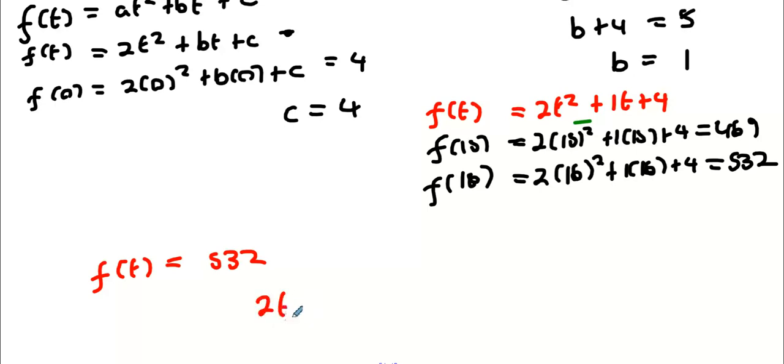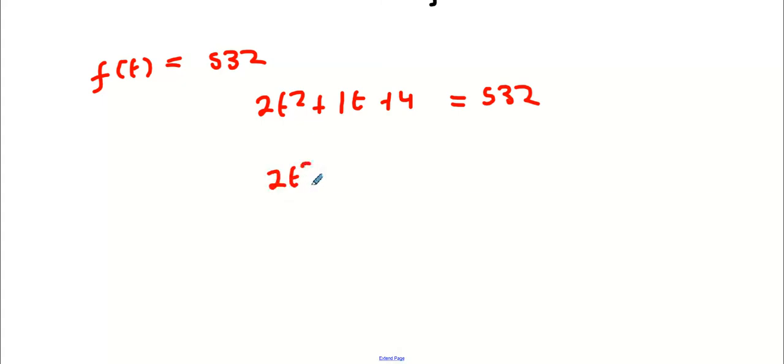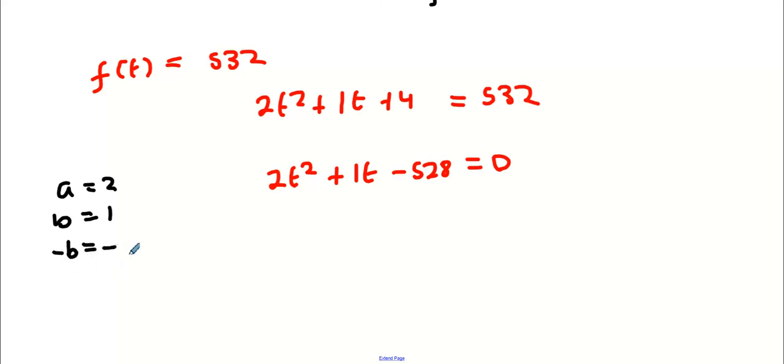The second method for doing this is the minus b formula, where f of t equals 532. So you're going to get 2t squared plus 1t plus 4 equals 532. Bring it over to the other side. We already know it doesn't go unevenly. So it's 2t squared plus 1t minus 528 equals 0. Somebody do the minus b formula for me. You should get a is 2, b is 1, minus b is minus 1. Colin, will you do the minus b formula for me in the calculator? I'll write down what you have to do.